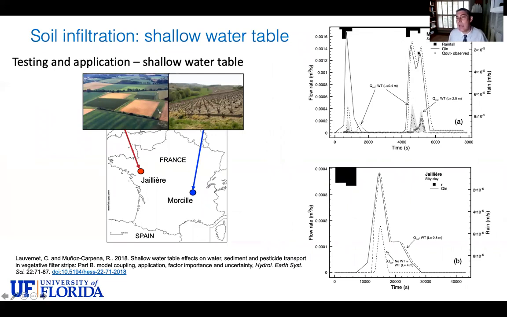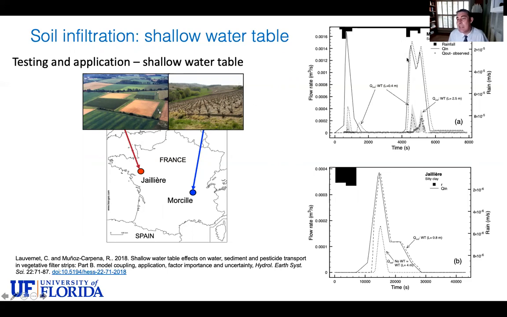So the big dark line here is the incoming flow, two measured runoff events. And what we see as the different types of dashed lines, measured with the symbols, is the simulated outflow from the buffers as you move the water table up and down in these fields.